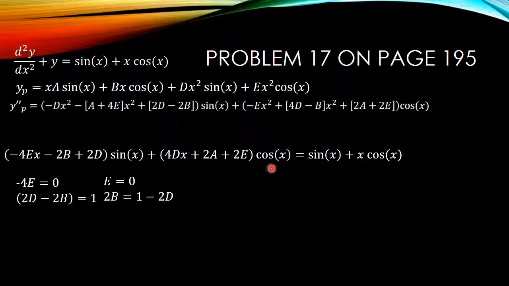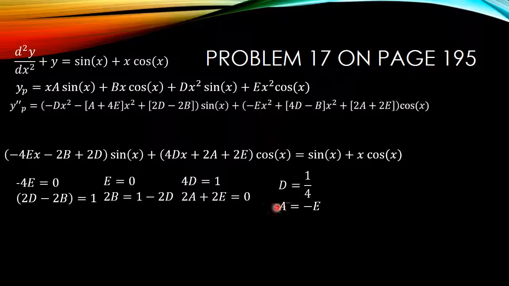Now let's look at cosine. For the cosine term, we do have an x term here, so that means 4d has to equal 1, but we don't have any constant times a cosine. Here's a constant right here, so that means 2a plus 2e has to equal 0. So it's easy to tell that d has got to equal 1/4. And if you solve this, you get a equals minus e, but we already know e is 0, so a has to equal 0.